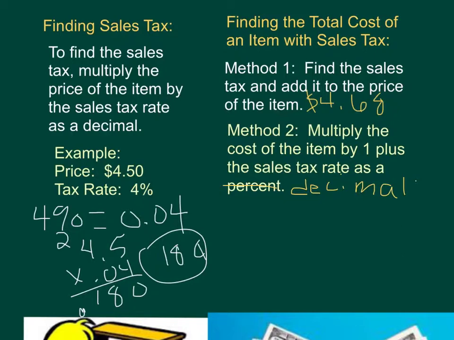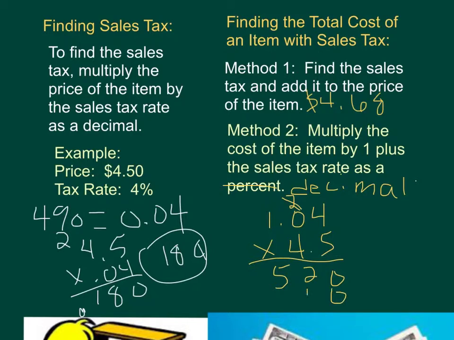So with the example off to the side, if I was paying 4% tax rate for $4.50, I would multiply 1 and 4 hundredths by $4.50. 5 times 4 is 20, carry the 2. 5 times 0 is 0, plus 2 is 2. 5 times 1 is 5. Put the 0 as a placeholder.